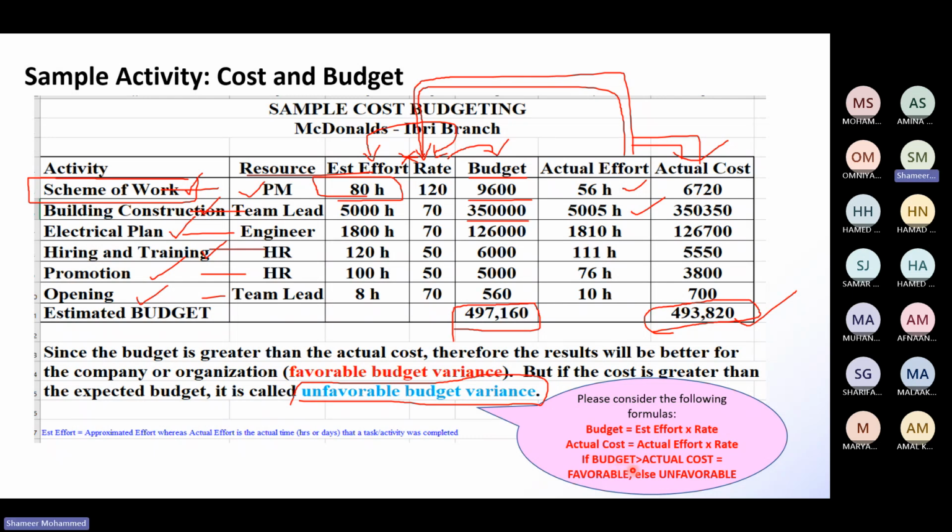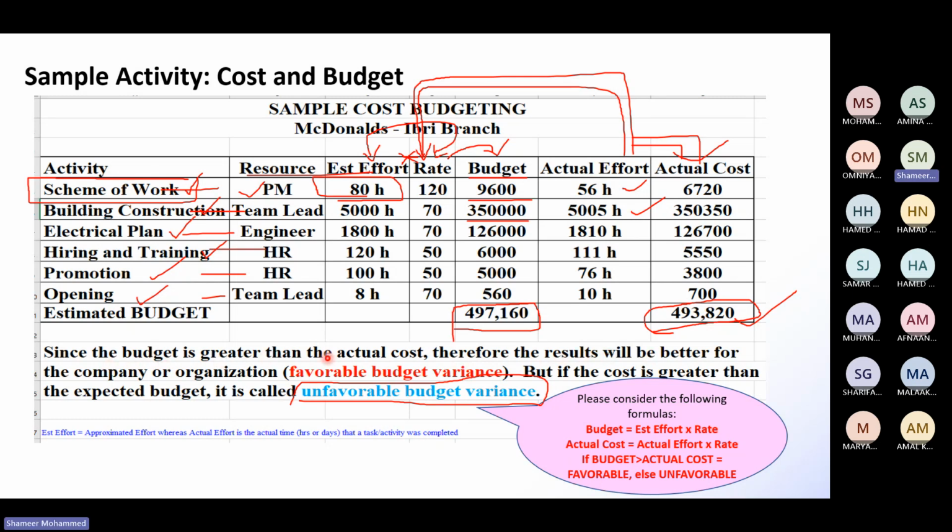if budget amount is greater than actual cost, then favorable. Otherwise, unfavorable. So this is greater than actual cost. 497,160 is greater than 493,820. So that means you are saving the money here. This is your budget, but actually you got this much expenses only. So this project is favorable. It will bring good results.